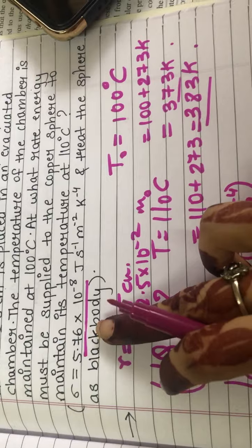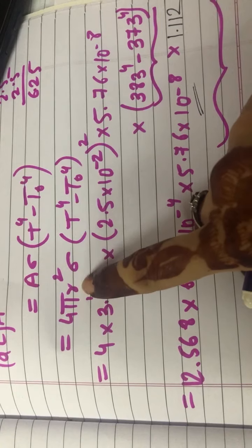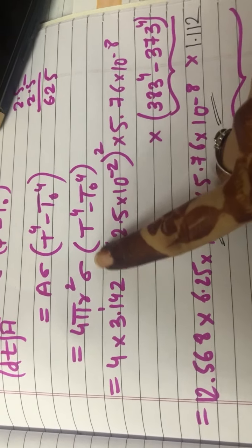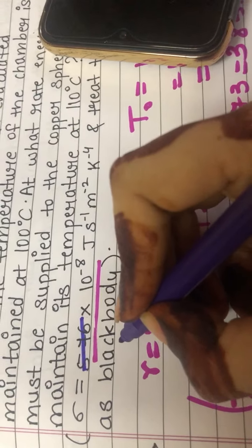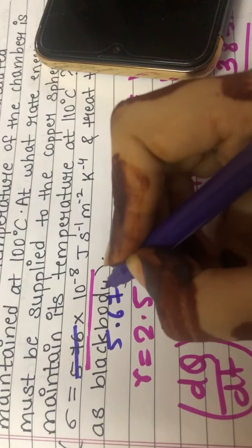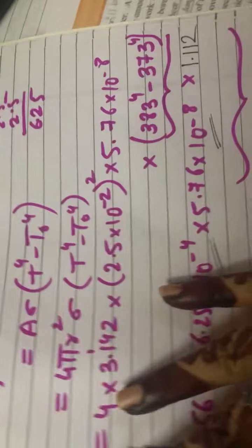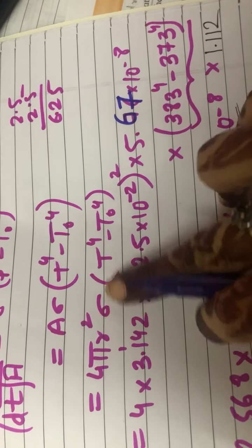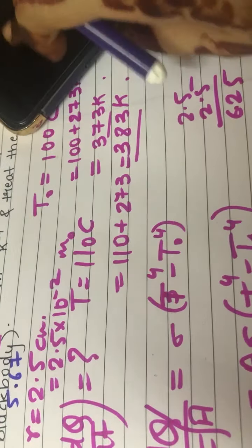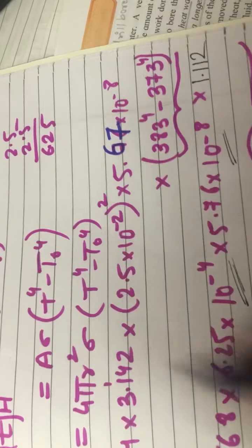Sigma is 5.76 into 10 raised to minus 8. Okay, I have just substituted the values. Sigma, which is given in the textbook as 5.76, we won't be using as 5.76. We'll be taking it as 5.67 because in the textbook it is mentioned wrong. It should be 5.67. So here we'll be using the value 5.67 into 10 raised to minus 8. Then T is nothing but 383 and T naught is 373, so 383 raised to 4 minus 373 raised to 4.